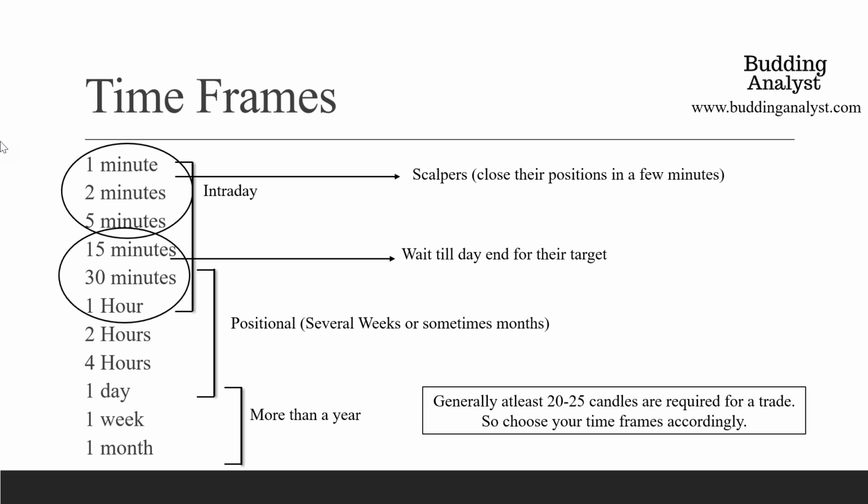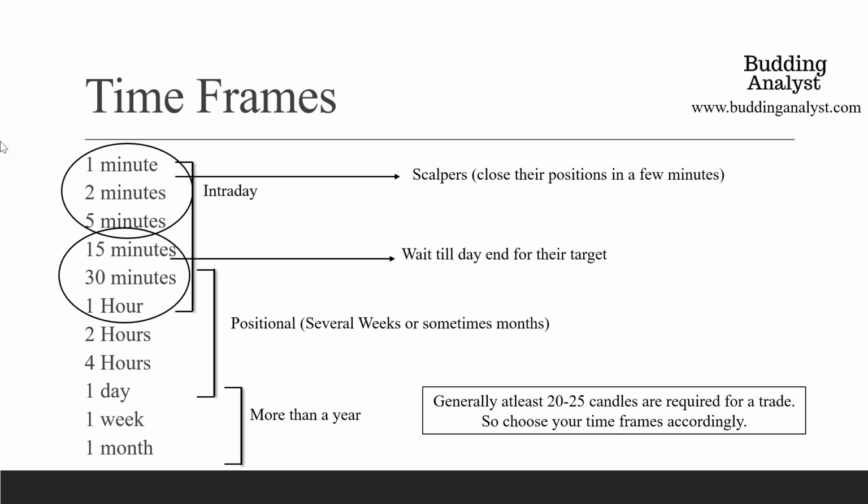The next type of trader in the market is the positional trader. Positional trading refers to when you enter a position and close it after a few weeks or maybe a few months. Suppose you want to buy a stock today and you believe that your target price would be reached after, say, a month, or 40 days, or maybe 2 weeks, then you're a positional trader. The time frames that a positional trader generally uses are 30 minutes to 1 day, meaning the length of a single candle is 30 minutes to 1 day.